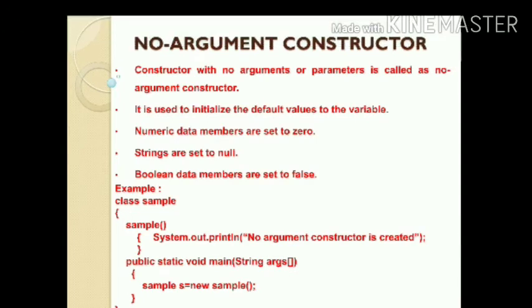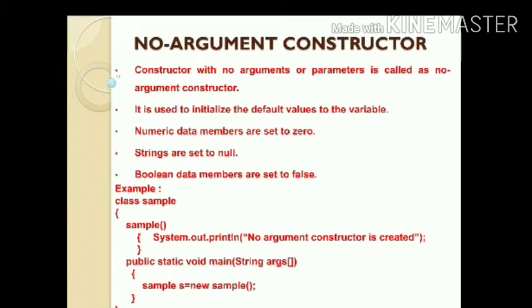No argument constructor. Constructor with no arguments or parameters is called no argument constructor. It is used to initialize the default values to the variable. The numeric data members in the no argument constructor are set to 0. Strings are set to null. Boolean data members are set to false.